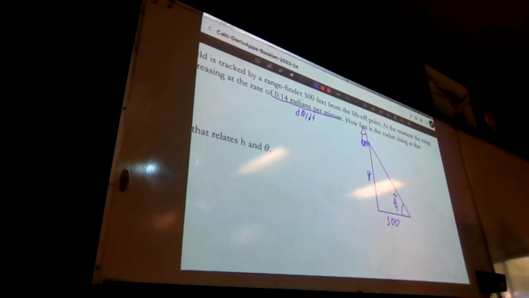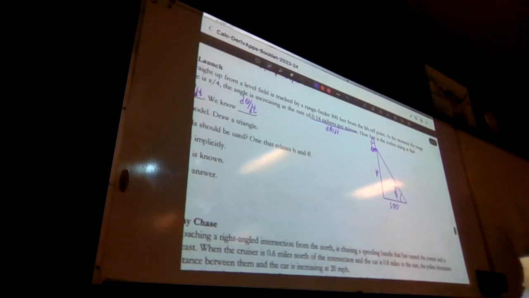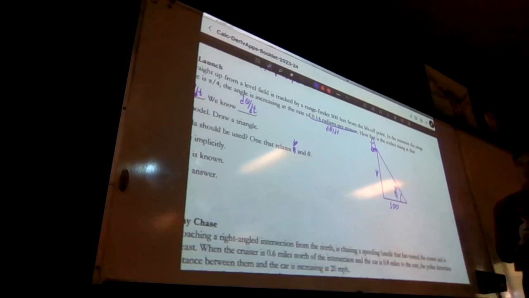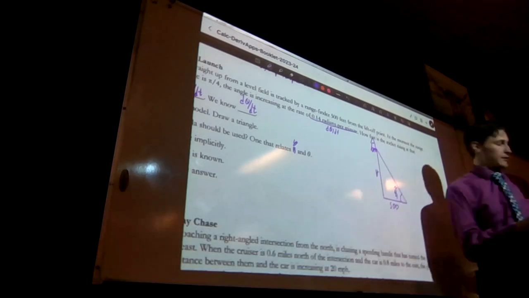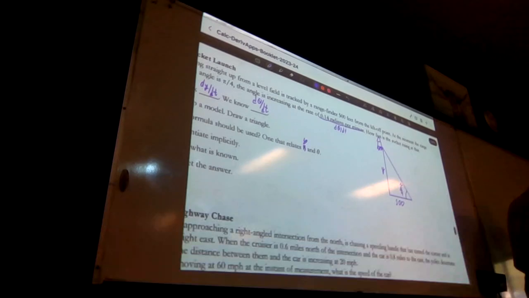So, now we need to find some formulas. We need to find one that relates h and theta. So what formula here is going to relate h and theta? Sorry, not h and theta, y and theta. I used y, they used h. My apologies, sometimes I use y instead of h here. You can use either, it doesn't really matter. Tangent: opposite over adjacent. Very nice. Tangent of pi over 4 equals y over 500.